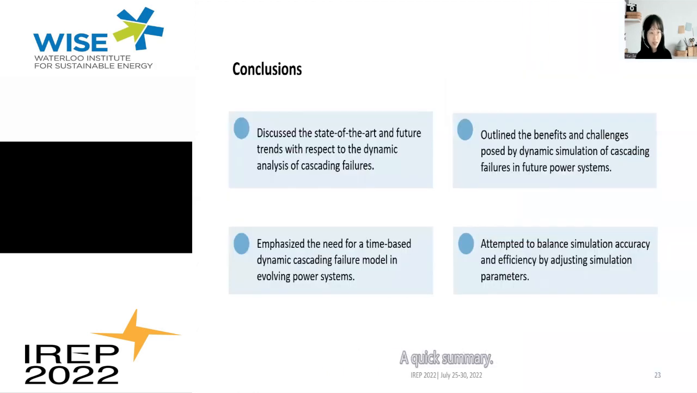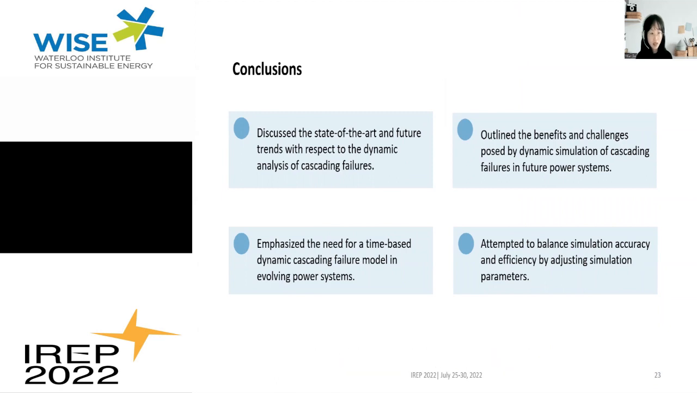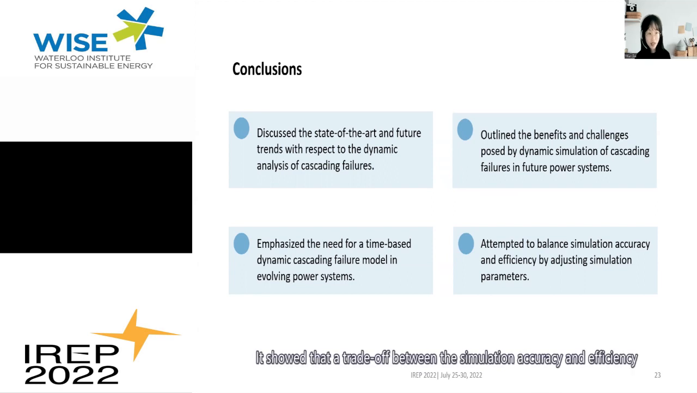A quick summary. This paper discussed the state of the art and the future trend with respect to dynamic modeling of cascading failures. The importance of dynamic modeling has been emphasized, and the benefits and challenges posed by dynamic simulation have been discussed. Applications of dynamic simulators are performed based on the 200 and 2000 bus systems. It showed that there's a trade-off between the simulation accuracy and efficiency, which can be managed by adjusting the parameters.